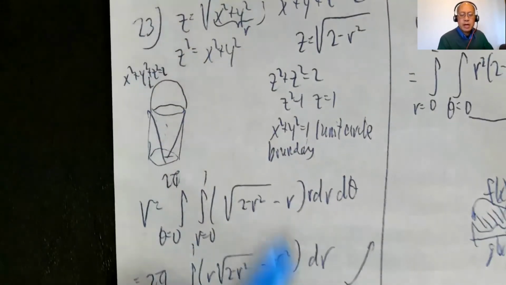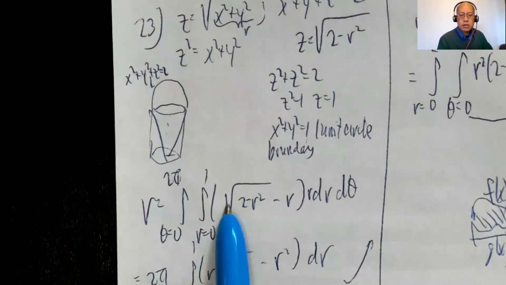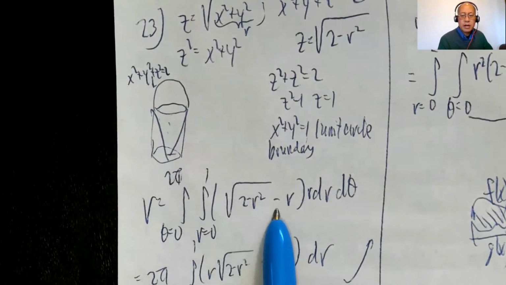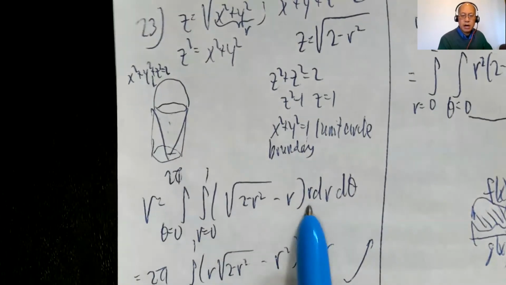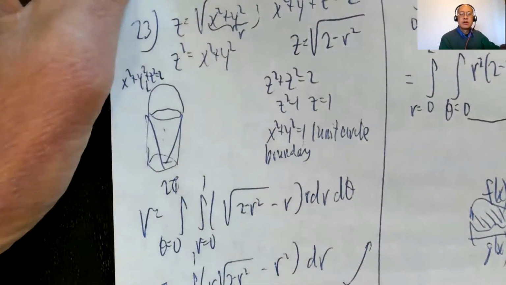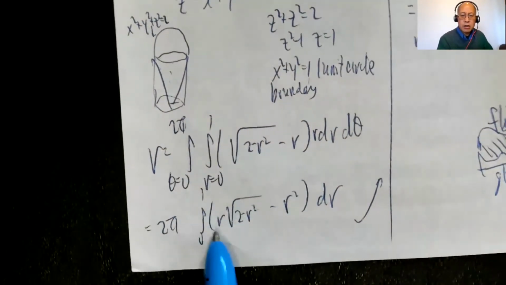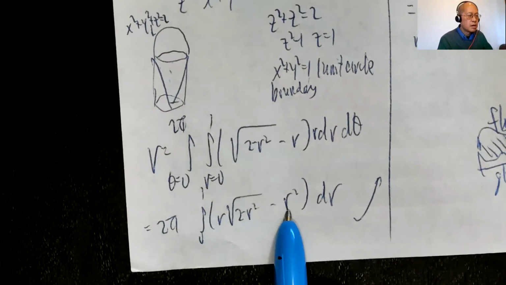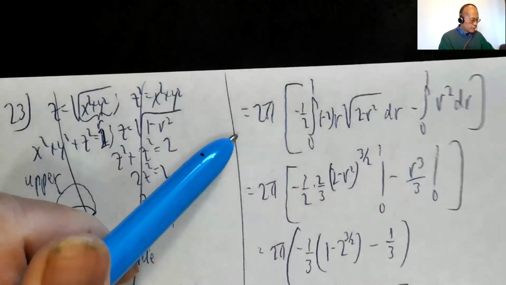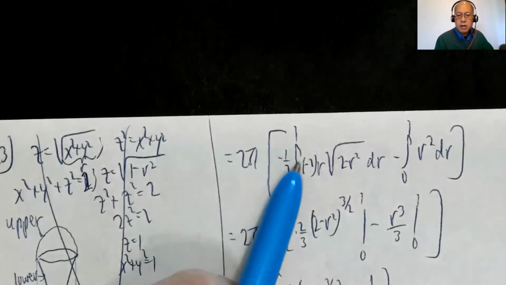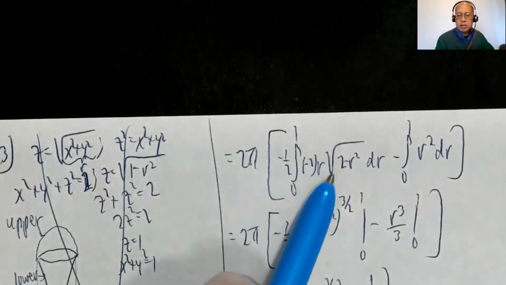So for the volume, I'm integrating upper minus lower. The upper is radical 2 minus r squared, minus r, and then r dr d theta. All right, so distribute the r: r goes here, r goes here. By the way, I took out the 2 pi, since this doesn't depend on theta. So split into 2, I have r radical 2 minus r squared.